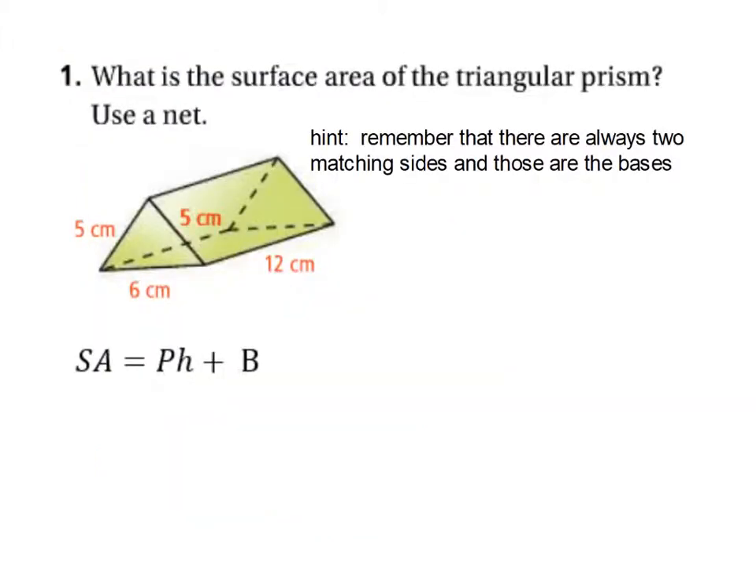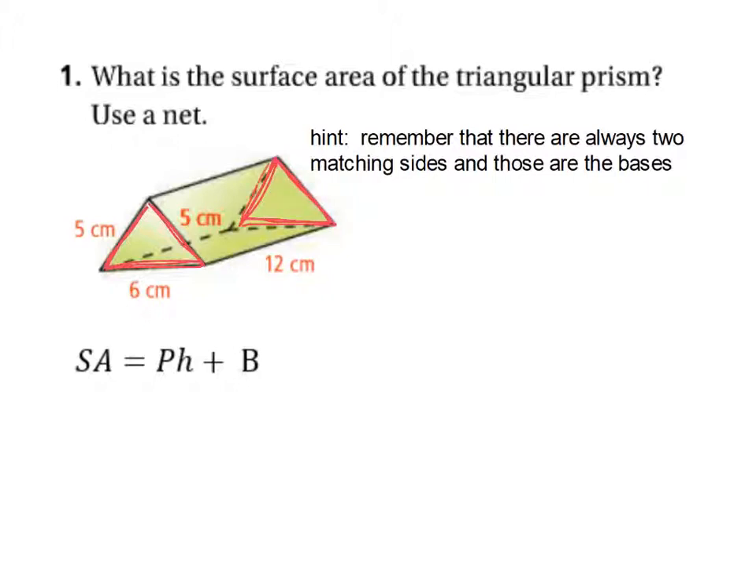All right, so here we go. Let's just do a few of these. What's the surface area of the triangular prism? It says use a net. Well, I'm not going to use a net because I have a formula I just figured out. And my hint on this is to remember there's always 2 matching sides that are the bases, because this right here is what we would call a triangular prism, but it's sitting on one of its lateral faces. The base is really the matching triangles. So when I do area of the base, I'm talking about these 2 triangles.